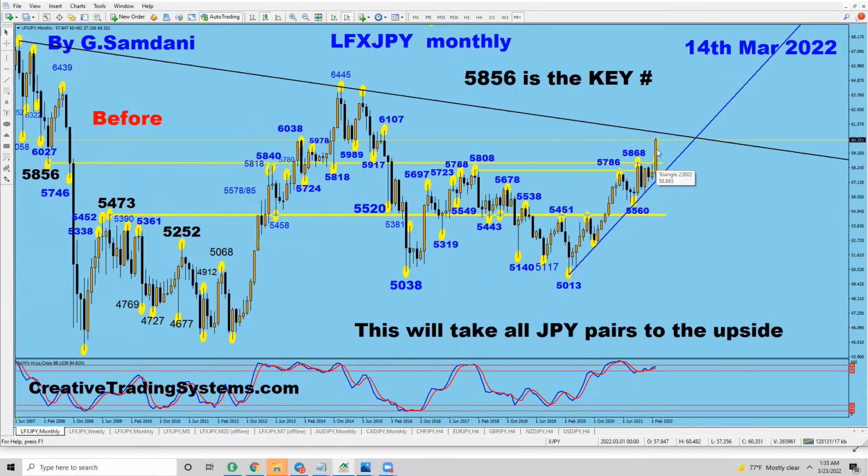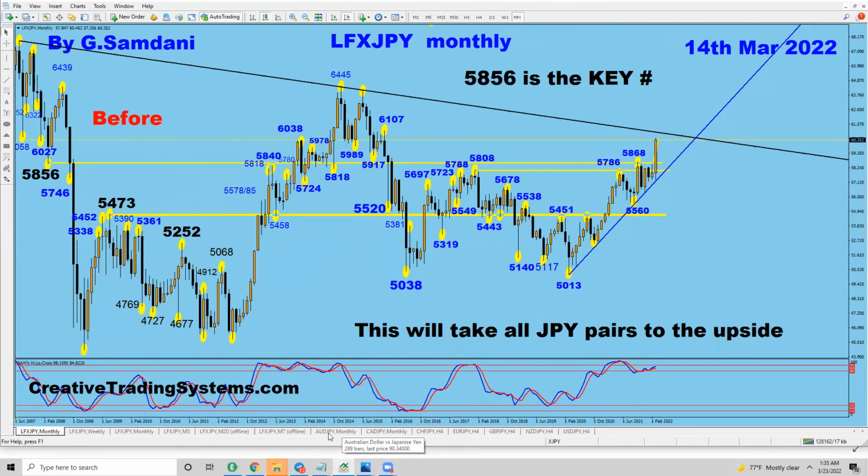See how powerfully it went up? Just a little bit of distance to cover, and most of the distance is already covered. So the target is the upside TL. But what did I say here? This will take all yen pairs to the upside. So forget about last week, but the week starting from this 14th March, for the 15th basically. What happened after that to these yen pairs? Let's take a look one by one.